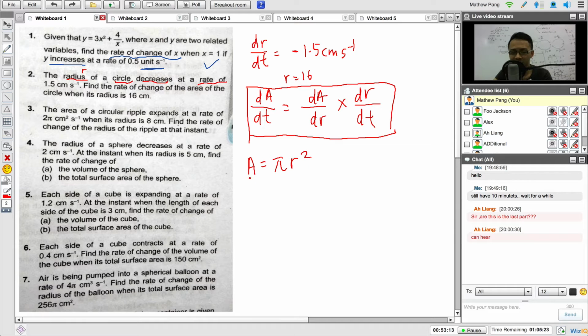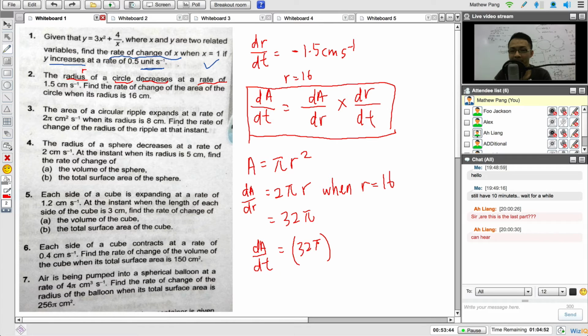Okay, so I know I got this because it is the area of a circle. I can get dA/dr easily by differentiating this with respect to r. So it's 2 pi r. And then he said when r equals 16. So it's simple: 16 multiplied by 2 is 32 pi. Okay, now I got my dA/dr. So I can get my dA/dt easily, which is dA/dr equals 32 pi, and my dr/dt equals negative 1.5.